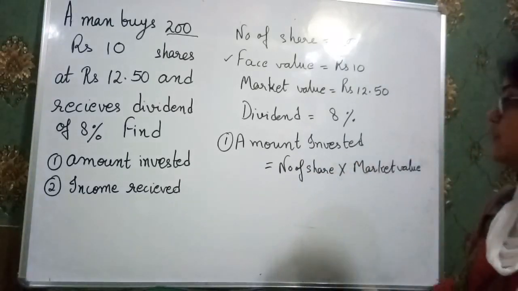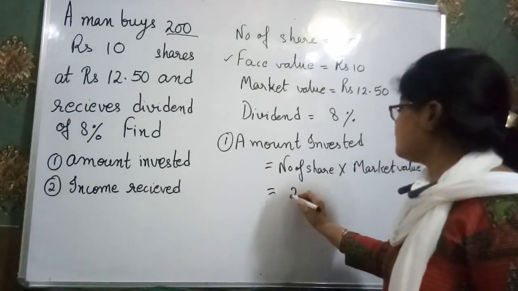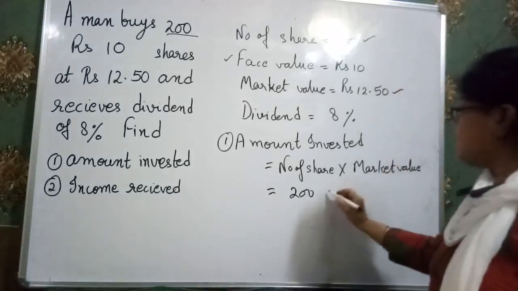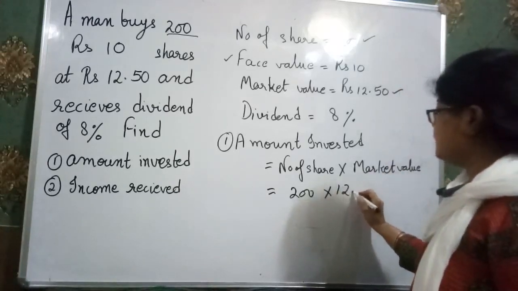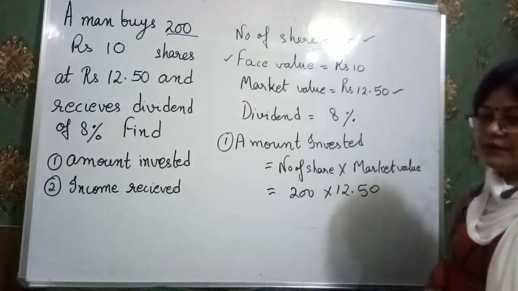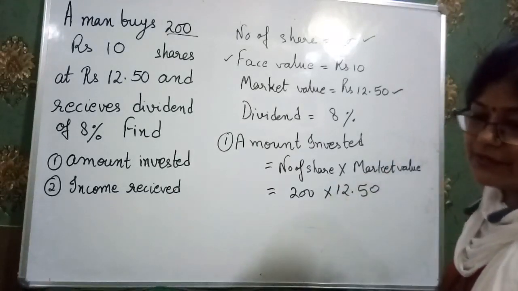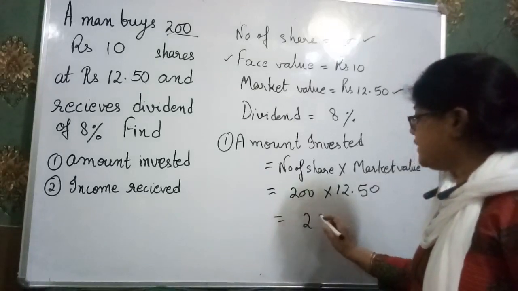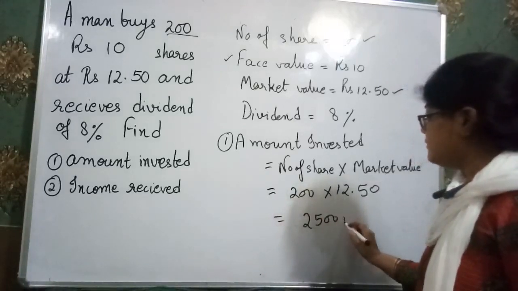Always remember it. So number of shares is 200, just see over here, and market value is 12.50. Now you can easily solve it, I think. Just do it and tell me what is the answer. This is 2500. Clear?